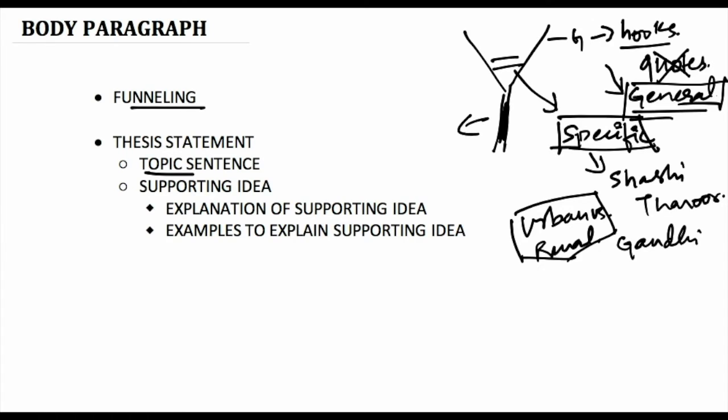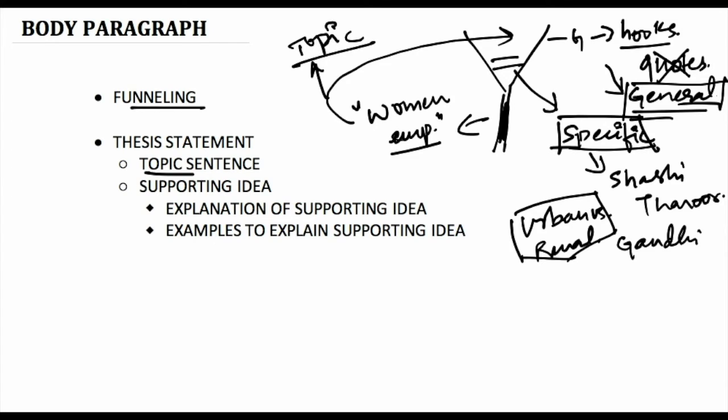Topic sentence is basically going back to the central theme, which was women empowerment. So you go back to the general statement of women empowerment, mention these keywords so that the examiner or the reader gets linked to the general statement that you made, or gets linked to the topic of the essay. So you mention the keywords mentioned in the topic in the thesis statement, and then you provide a supporting idea. So you explain the supporting idea, and then you give examples to explain the supporting idea.